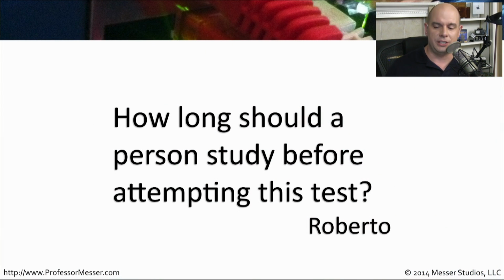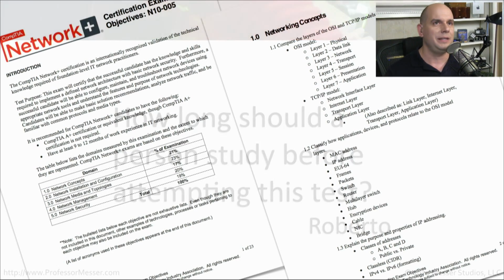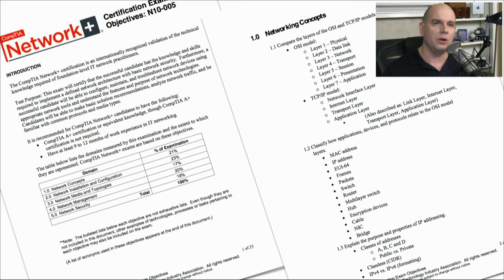How long should a person study before attempting the test? And I always say, and I've said in this study group already, go download the objectives. There are pages and pages of exactly what you need to know for the exam. So if you're the person in the room who raises the hand and goes, will this be on the test? You don't even have to ask.